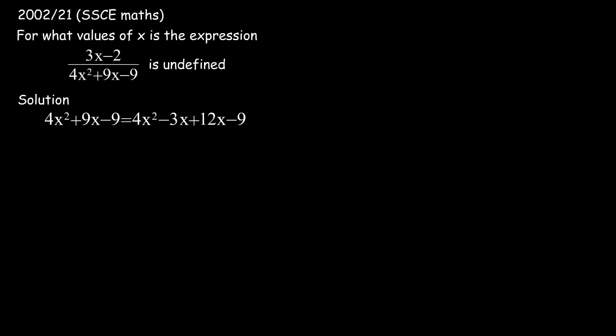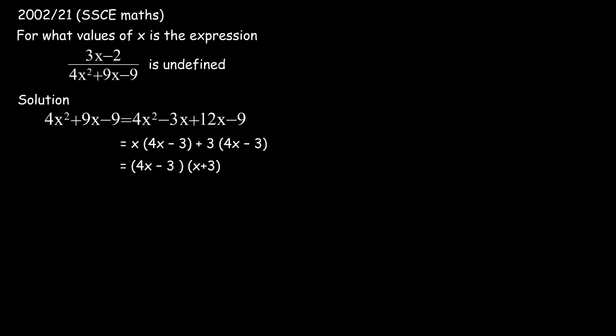So splitting 9s into minus 3s and plus 12s, it becomes 4s squared plus 9s minus 9 is equal to 4s squared minus 3s plus 12s minus 9. When we factorize 4s squared and minus 3s, it is s into (4s minus 3), and when we factorize 12s and minus 9, it is 3 into (4s minus 3). So factorizing further, it will be equal to (4s minus 3)(s plus 3).